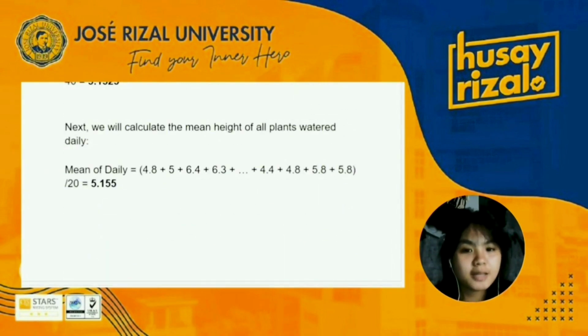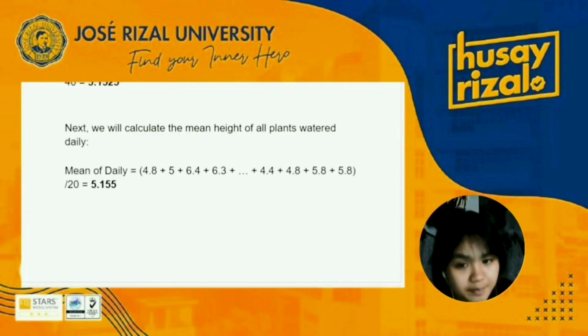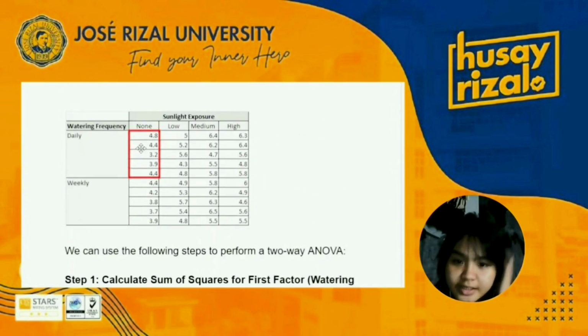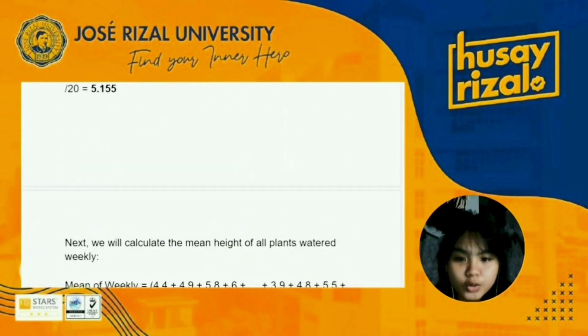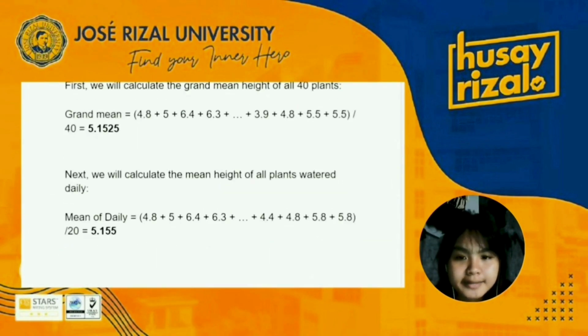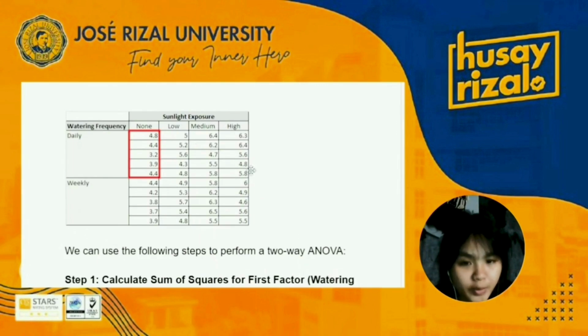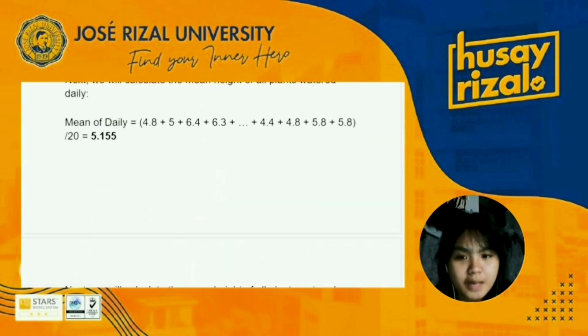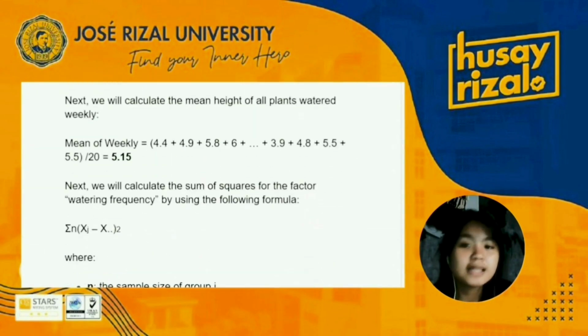Next, we will calculate the mean height of all plants watered daily. So the daily values are here: 4.8, 4.4, 3.2, up to 4.8, 5.8, and then divide by 20. Since this is daily only, the result is 5.155. Next, we will calculate the mean height of all plants watered weekly.